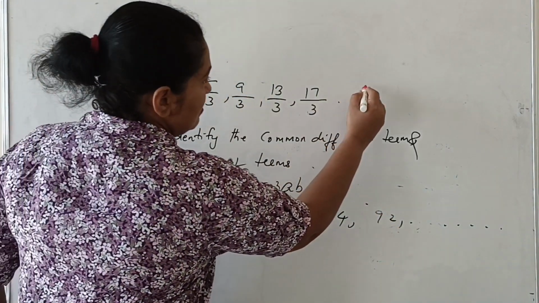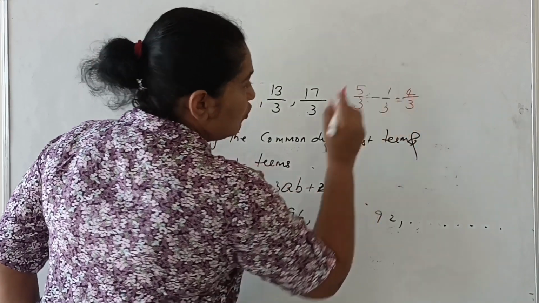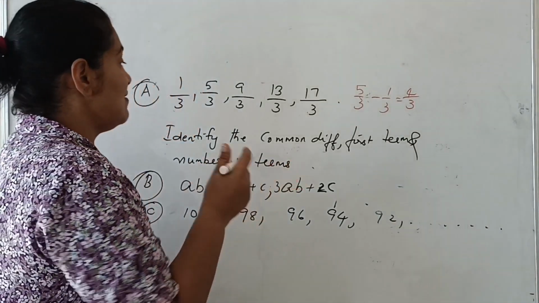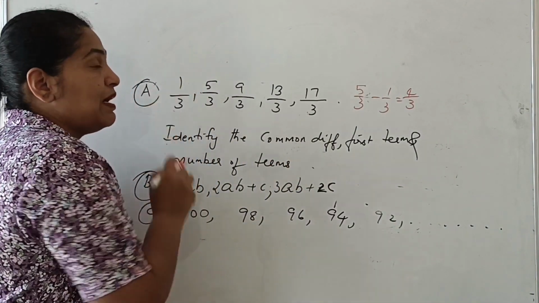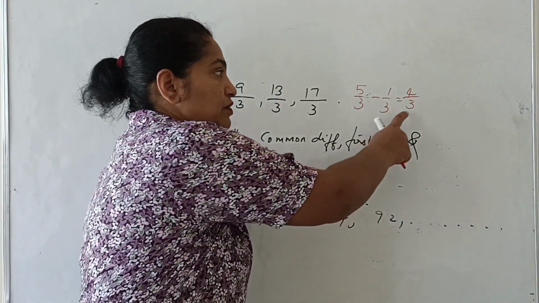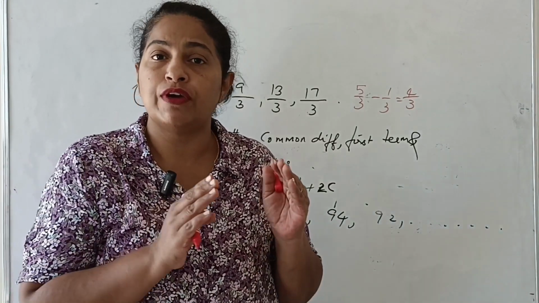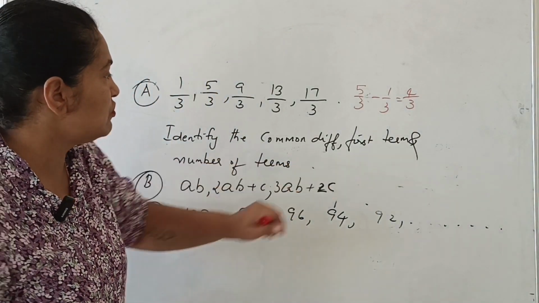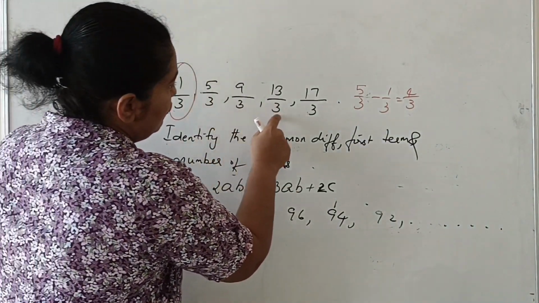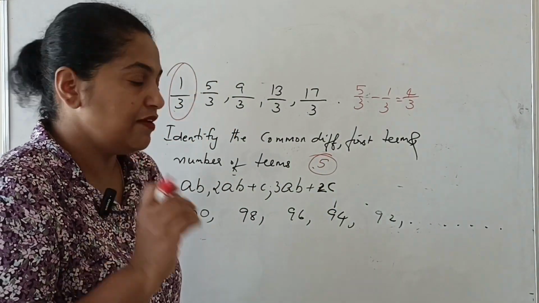So in this case, let it be 5 by 3 minus 1 by 3, which will give you 4 by 3. What will happen if I am doing first term minus the second term? I will get 1 by 3 minus 5 by 3, which will give me minus 4 by 3, which is exactly opposite to this. Okay, so I hope you are clear how to find the common difference. Now the first term is 1 by 3. Number of terms: 1, 2, 3, 4, 5. There are 5 terms.